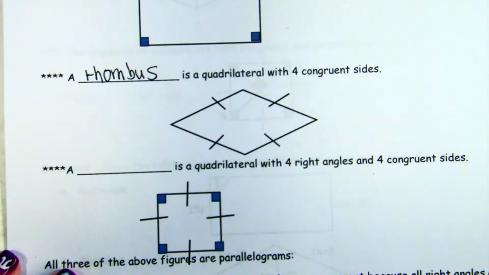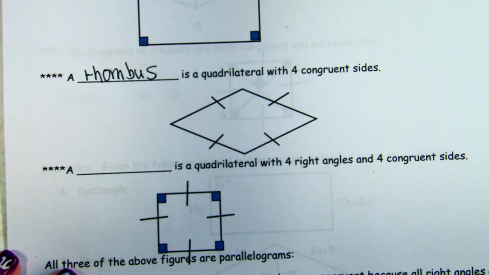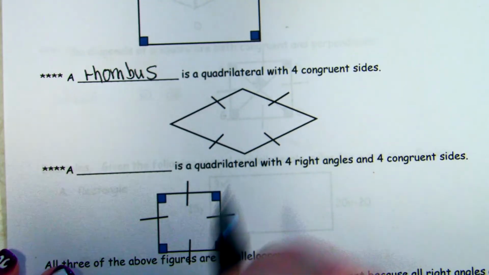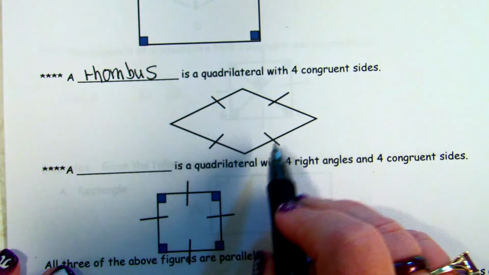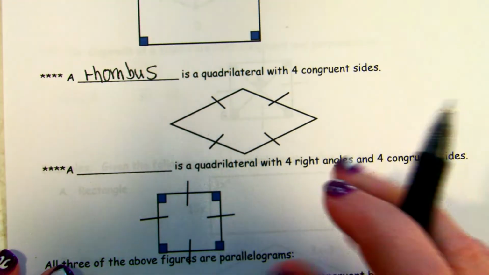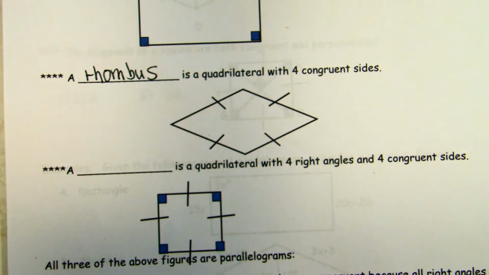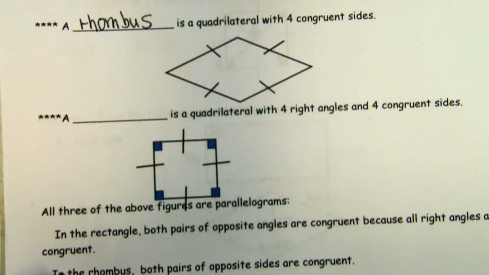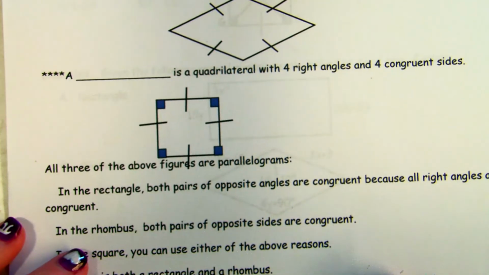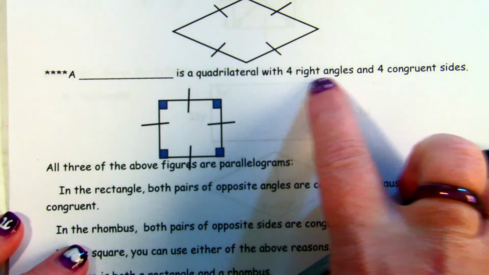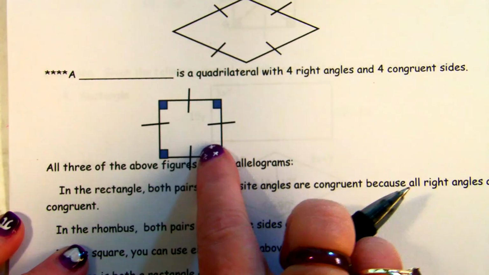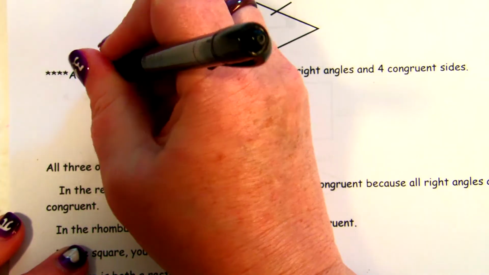A rhombus is a quadrilateral with four congruent sides. 1, 2, 3, 4. So all the sides are congruent. It's like a square, but it's been smushed. And so the angles are not all the same. They're not right angles, but the four sides are congruent. And if you put those two together, four right angles and four congruent sides, then you have a square.